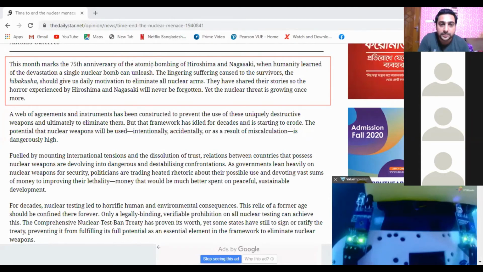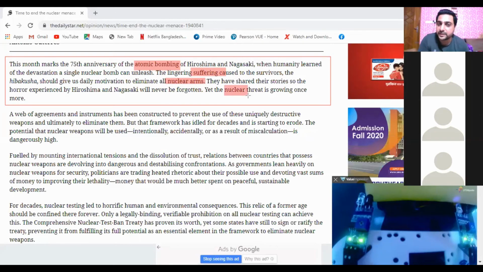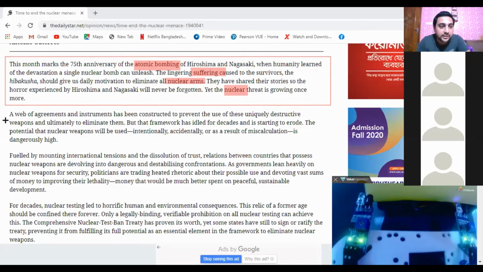For example, atomic bombing, Hiroshima, Nagasaki are there as examples. Suffering, nuclear arms. So atomic bombs, nuclear arms, similar. We got similar words. Nuclear again. So even already in the first paragraph, we got nuclear 3 times. Atomic is also kind of related to nuclear stuff. And if you keep reading, then you already have some idea, okay, nuclear weapons might be the topic. So I'm noting nuclear weapons, atomic bombs. And then I will identify the specific topic by reading the next paragraphs. Right, so you guys keep reading.